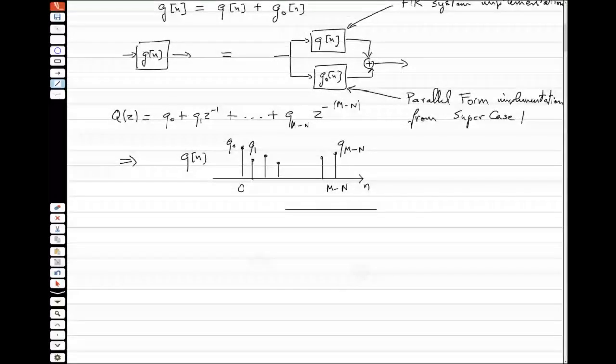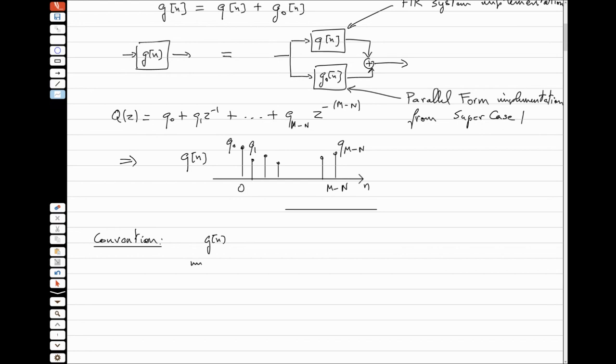So before going to the next paragraph, I would like to teach you some convention that is used by signal processing people that you should learn about. Suppose G of n is the impulse response of a system, then we already know that its Z transform is called transfer function.